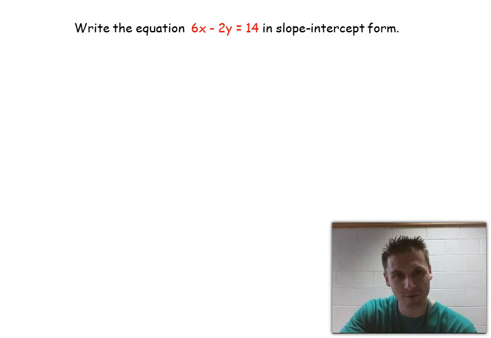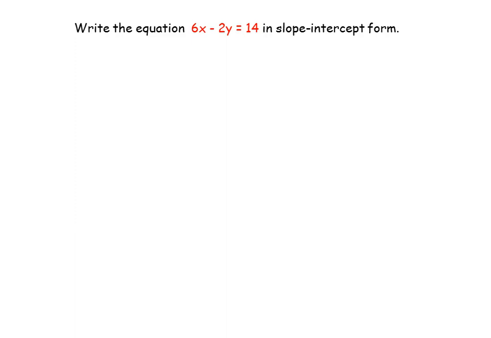And today we are going to put some equations in slope-intercept form. So I got three of them we're going to do real quick and get brushed up on that. So the first one we have is writing the equation 6x minus 2y equals 14 in slope-intercept form.